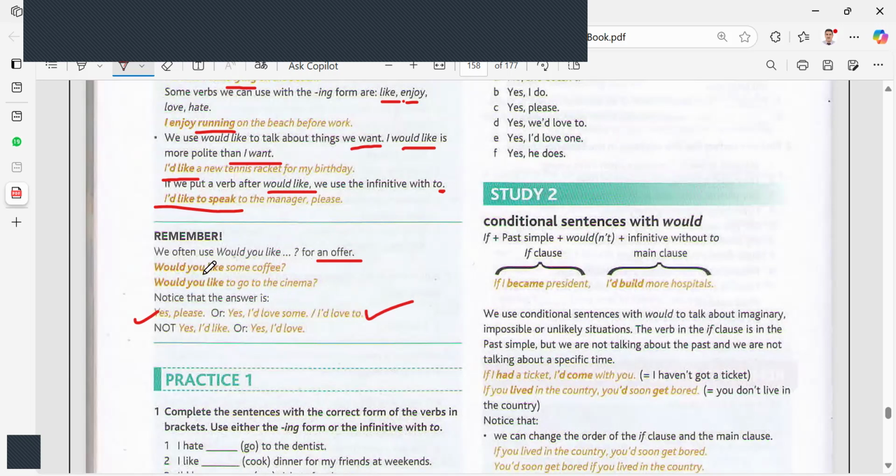For example, would you like some water? And you need to say yes, please. Or I'd love some. Or I'd love to. Like, would you like to go to the cinema? What do you think, shall we go to the cinema? Wow, I'd love to. It would really make me happy. But if you say no, don't say yes, I'd like, or yes, I'd love. Say yes, please, or yes, I'd love to. I'd love some. I would love to. Don't say yes, I'd like, or yes, I'd love.